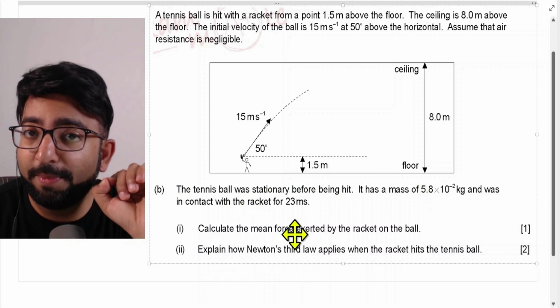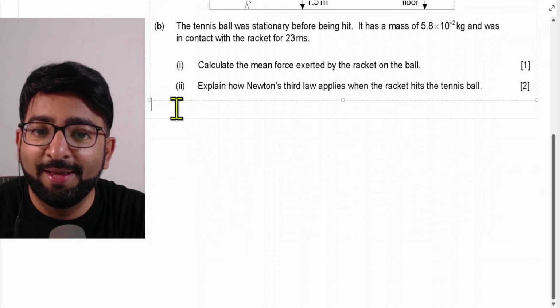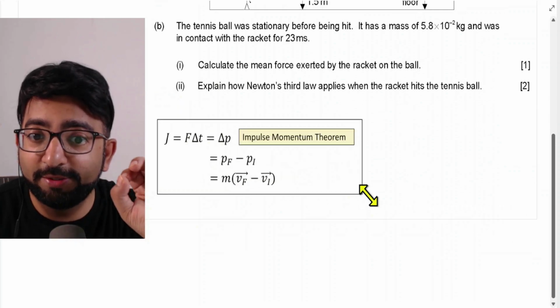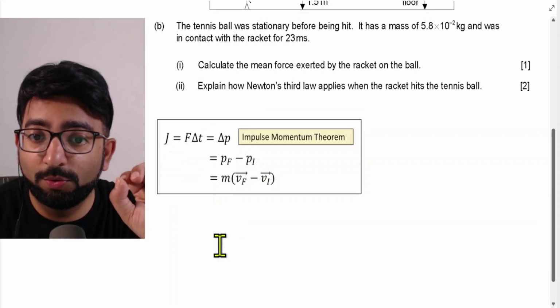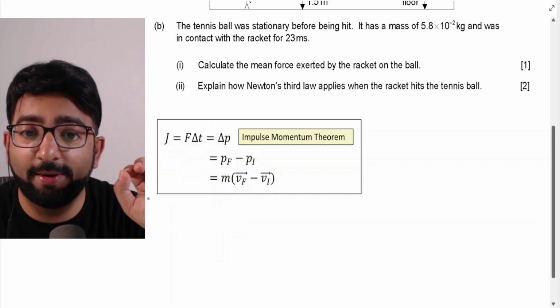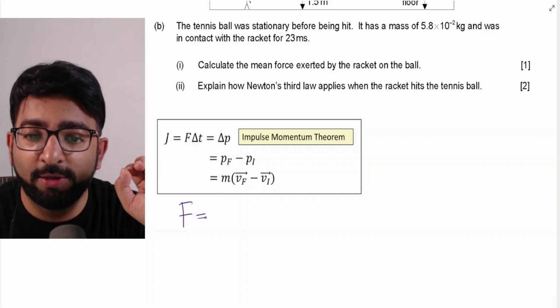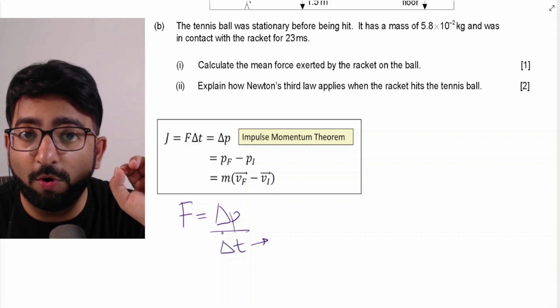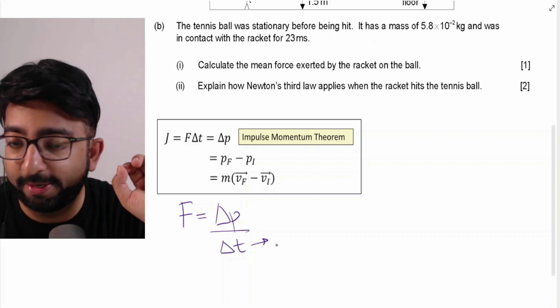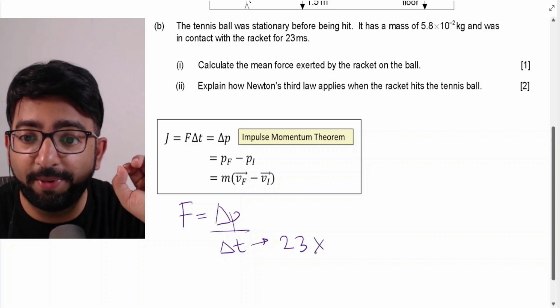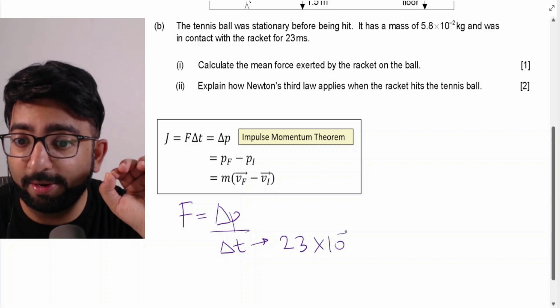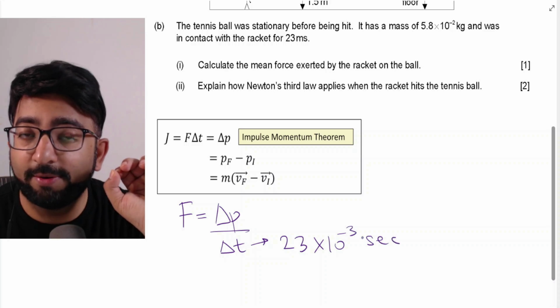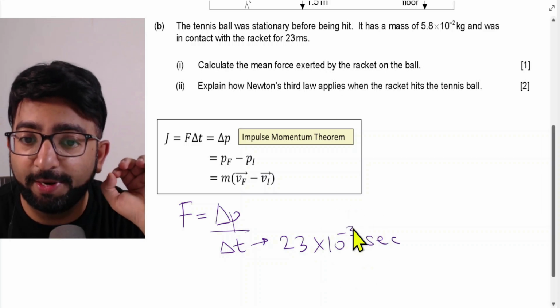So how do we figure out the mean force? We will again use the impulse momentum theorem. J is equal to F delta T is equal to delta P. So let us try to make F the subject. We will get change in the momentum upon time. Now the time of contact is mentioned in the question as 23 milliseconds. So be careful, we are supposed to convert that into seconds. The factor of 10 to the power minus 3 is very important.